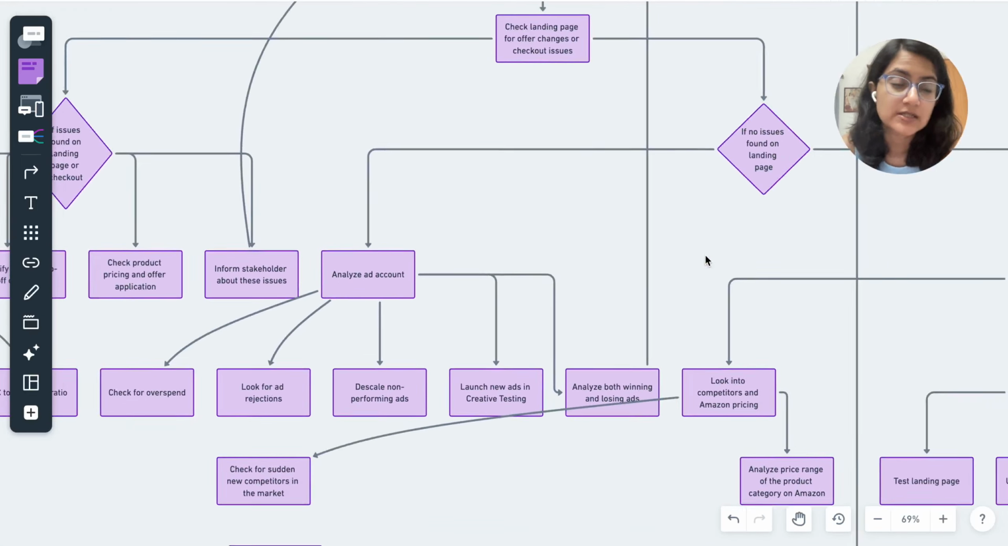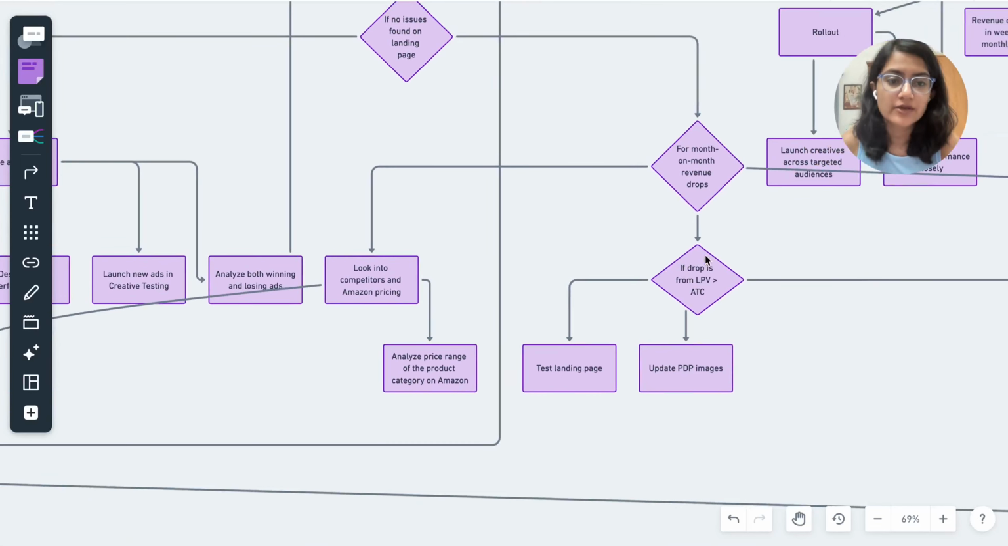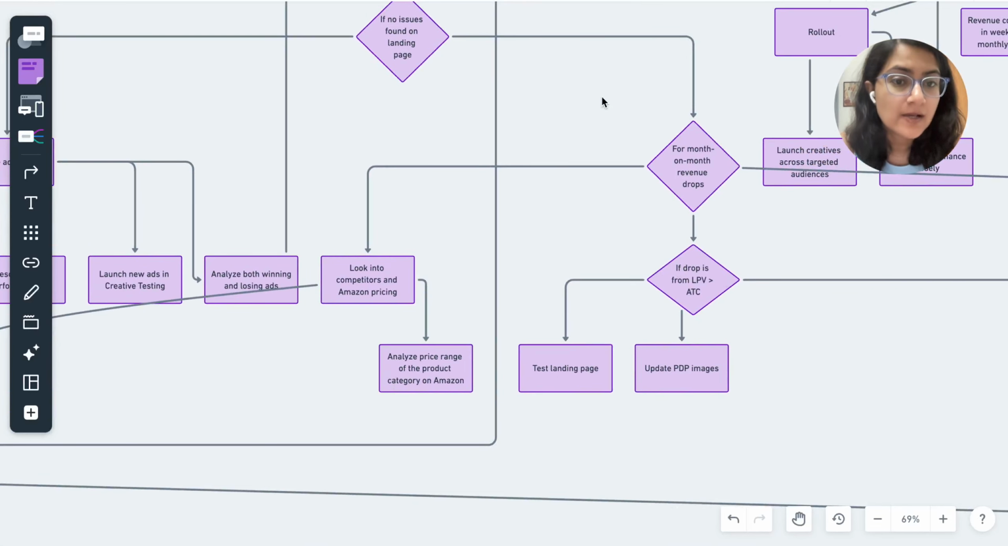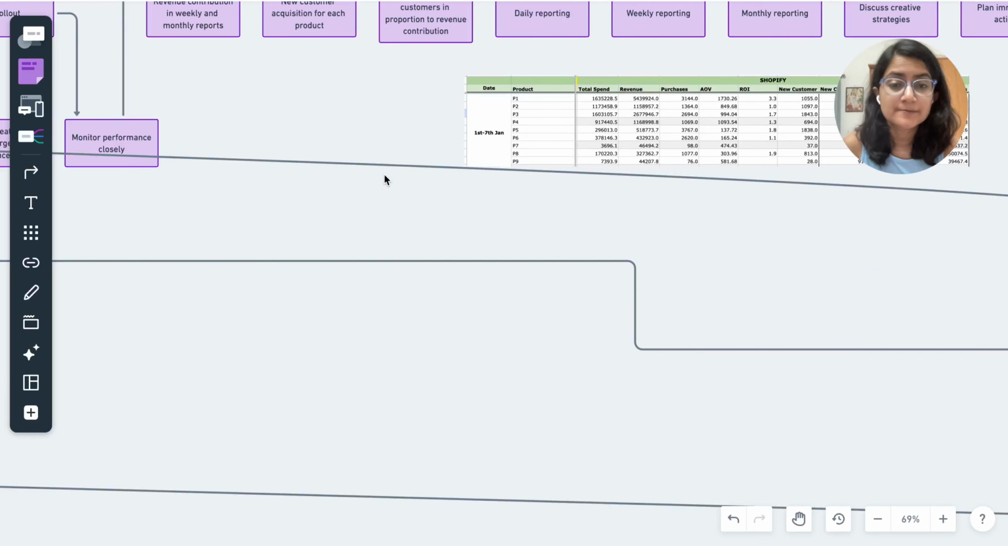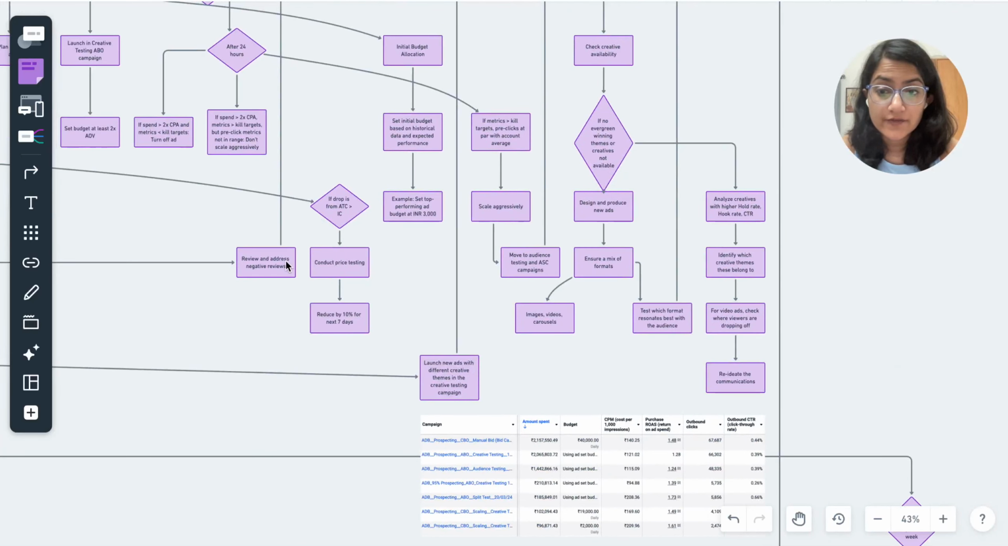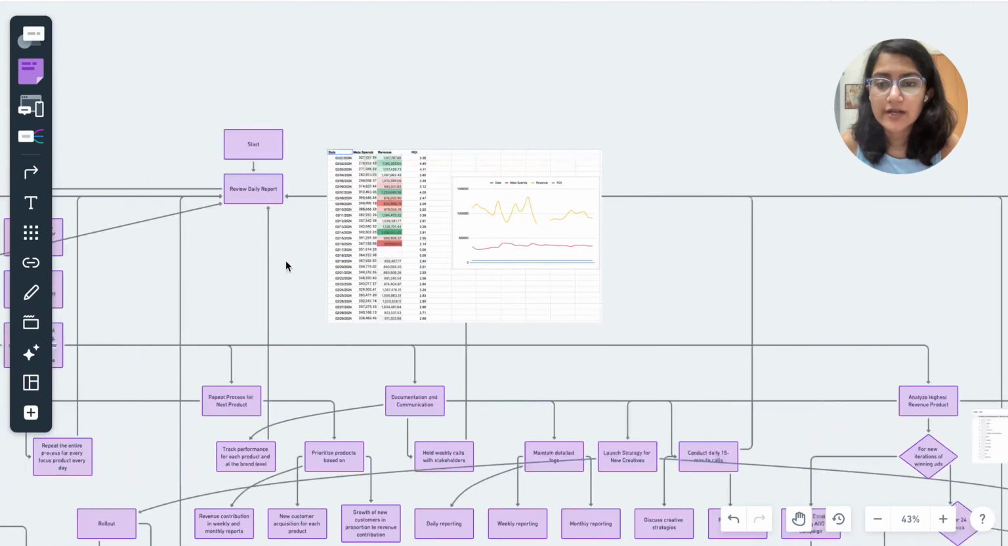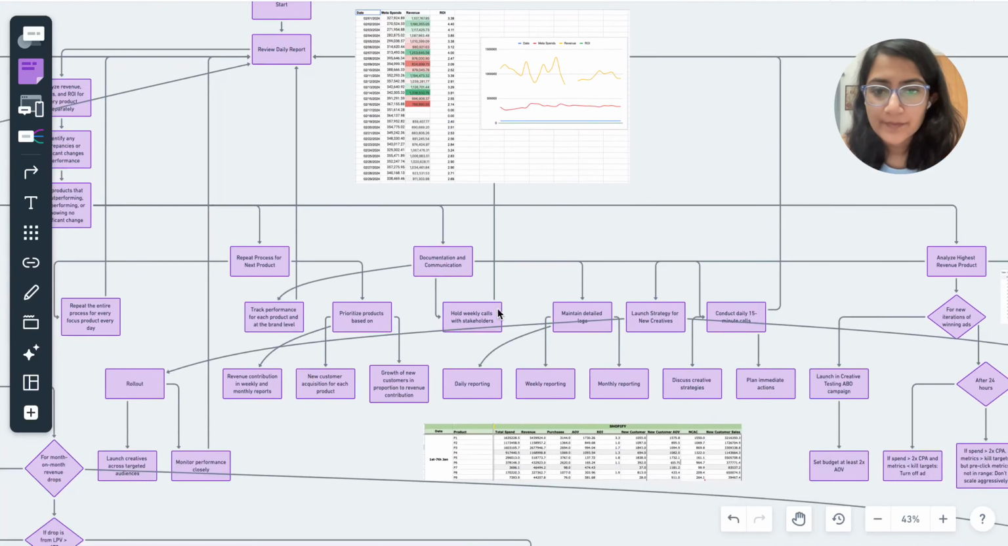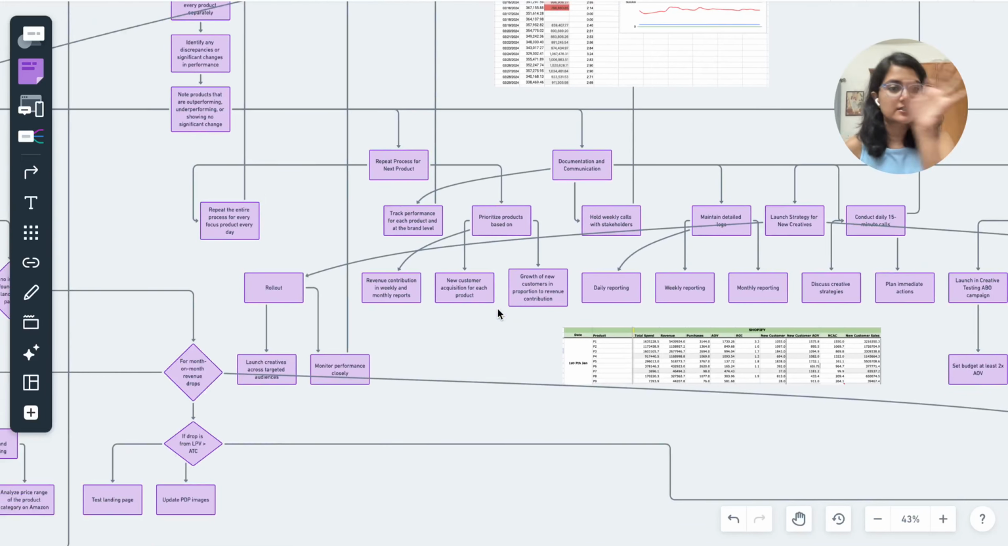So as soon as you see a dip in the ad account for a consistent long period of time, go ahead and check these things. And if the drop is between LPV to ATC, and there have been no changes in the price and no other marketers coming in, then I think there's an issue on your landing page. So start testing new landing pages, do A/B testing of landing pages, test different kinds of PDPs, and keep making this change every day. Check and review, and address any negative reviews on your landing page, and repeat your process every day. So we have completed this analysis part.